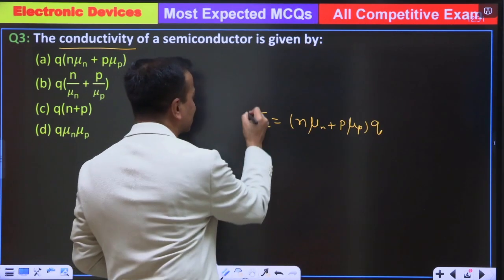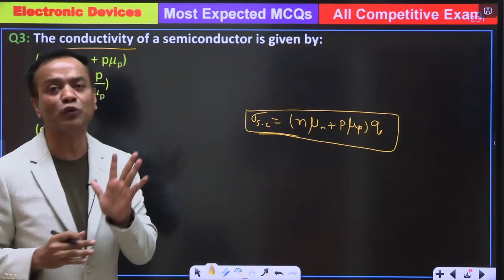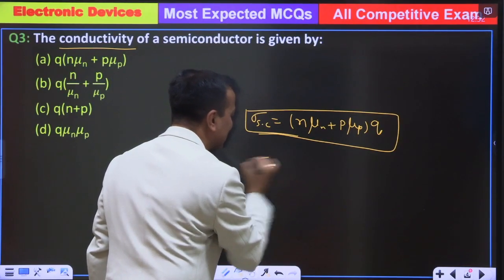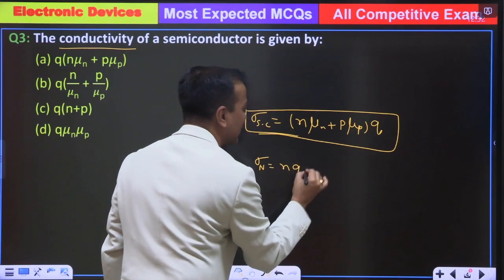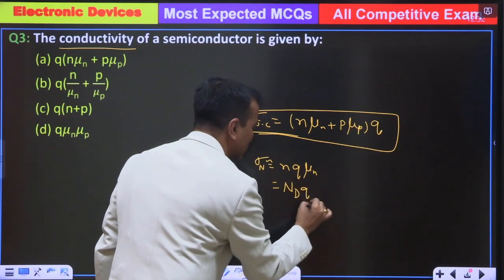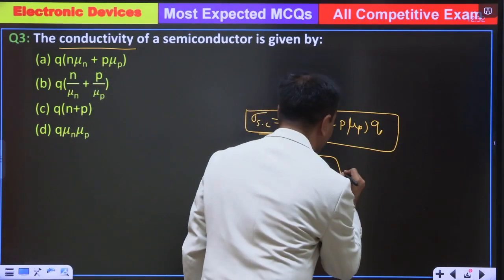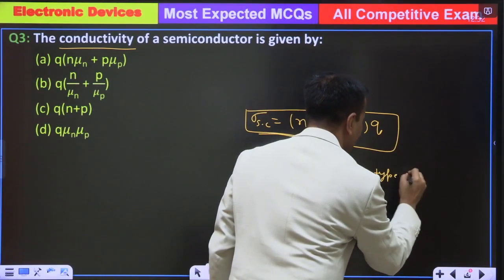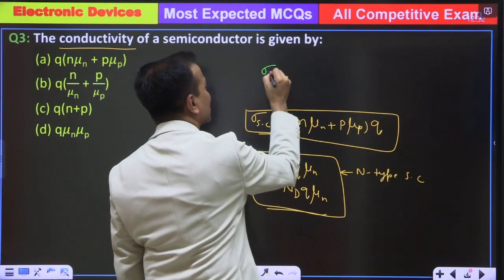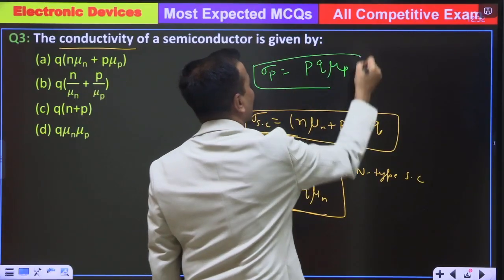So this is the general formula for finding the conductivity of a semiconductor. If we talk about the conductivity of an n-type semiconductor, then sigma n is equal to n mu n into q. This is an approximated formula, or it can be written as Nd into q into mu n. So this is the conductivity of the n-type semiconductor. Similarly, for the p-type semiconductor, we can write sigma p is equal to p into q into mu p. This is the conductivity of the p-type semiconductor.